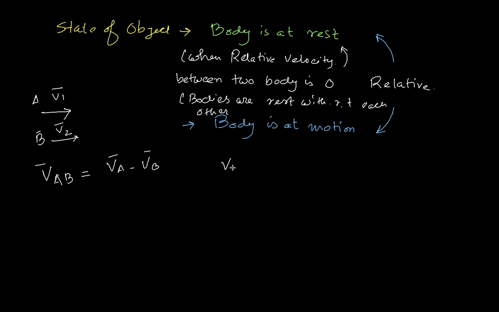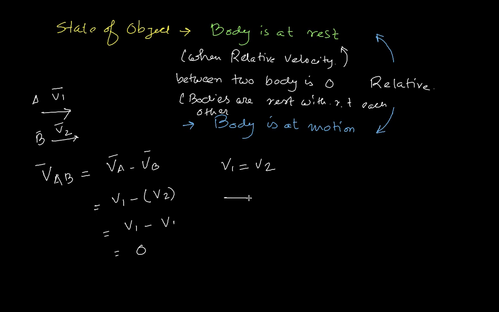Now body A is moving at a velocity v1 and body B is moving with a velocity of v2. If v1 is equal to v2, then what is the relative velocity between A and B? Both are in the same direction, so VA becomes v1 and VB becomes v2. So v1 minus v2, you can replace v2 by v1, that means 0.